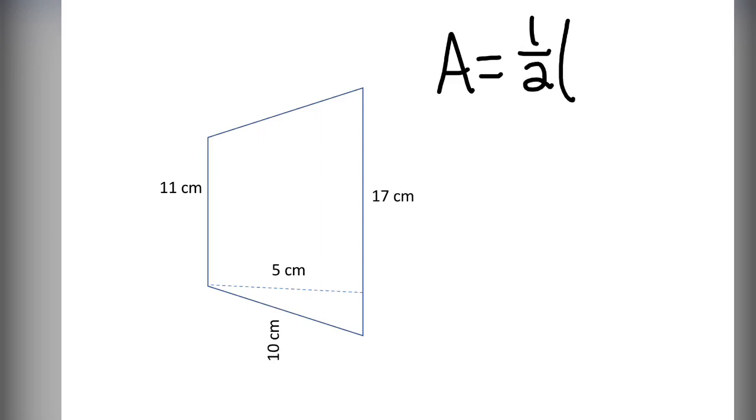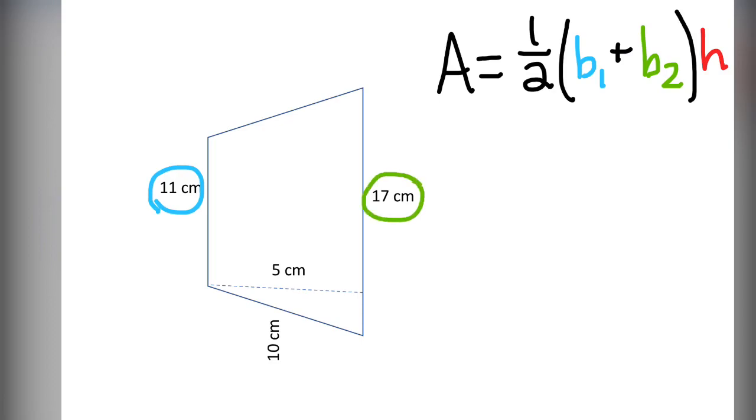Now let's try with the other formula, or the formula written the other way. They are the same mathematically, they just look a little different. But you're going to do the same thing. You're going to identify the three pieces, the base 1, base 2, and height. You're going to find the average of the bases and then multiply it times the height. Let's go ahead and find B1. Now again, this trapezoid is actually turned, but you can still see the parallel bases are 11 and 17.